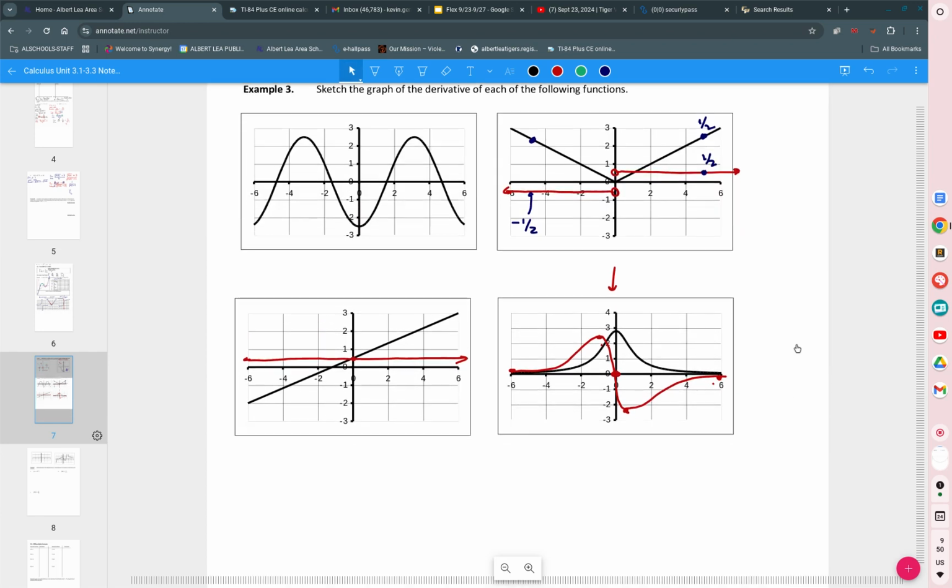Works a lot better if you try one on your own. Right now, try to sketch an approximate derivative of this graph.